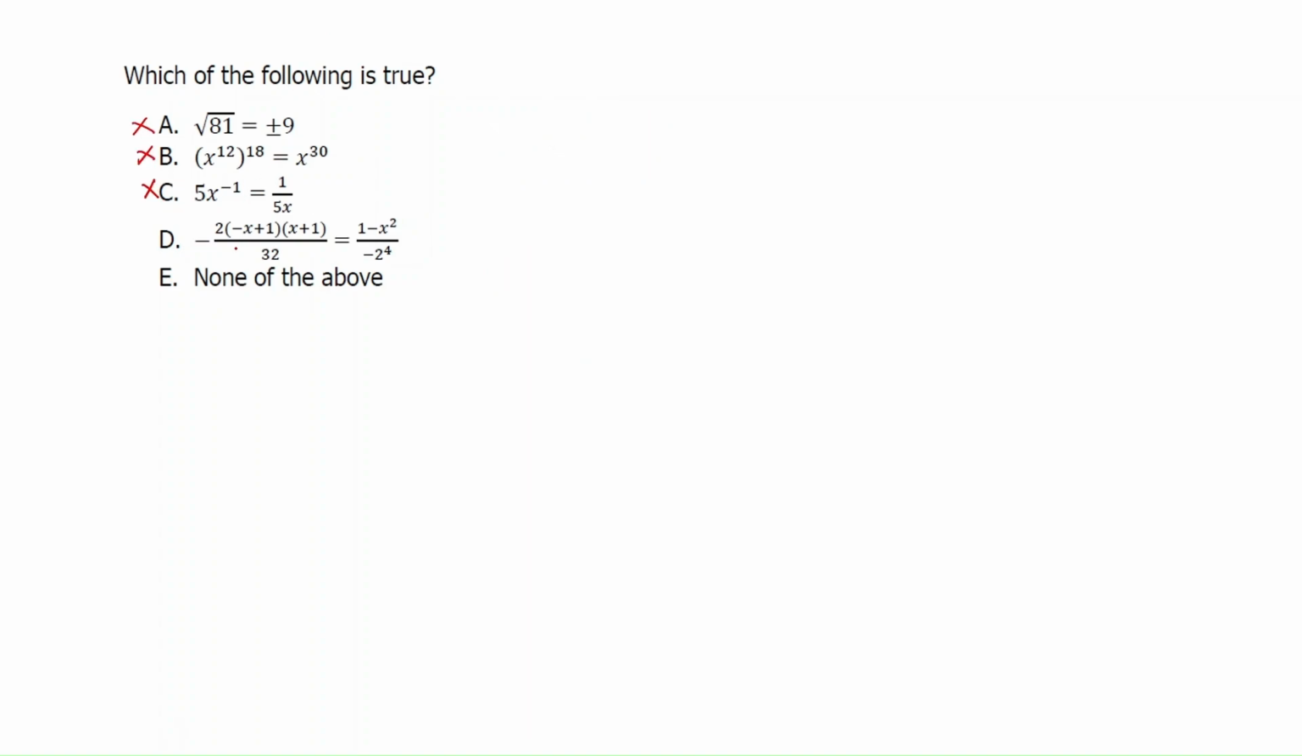Now let's see option D. We have left hand side and right hand side. Let's simplify the left hand side first. It is equal to minus 2 into minus x plus 1 and x plus 1 upon 32. Let's simplify here. 16 2s are 32. So here we have minus x plus 1. How can we write it? 1 minus x, and simply we can write 1 plus x this way also.